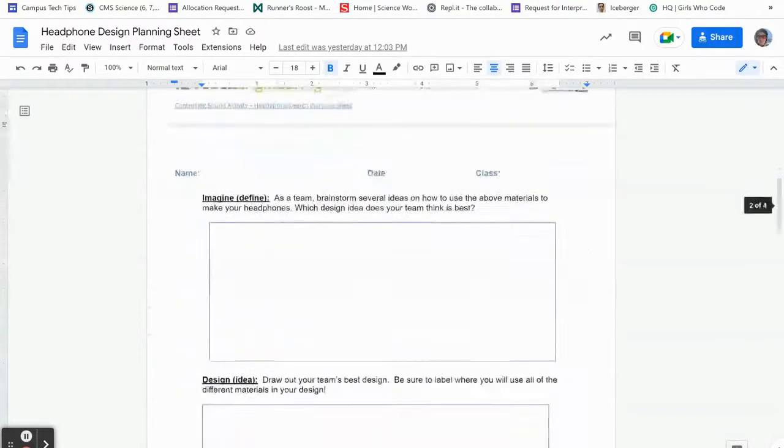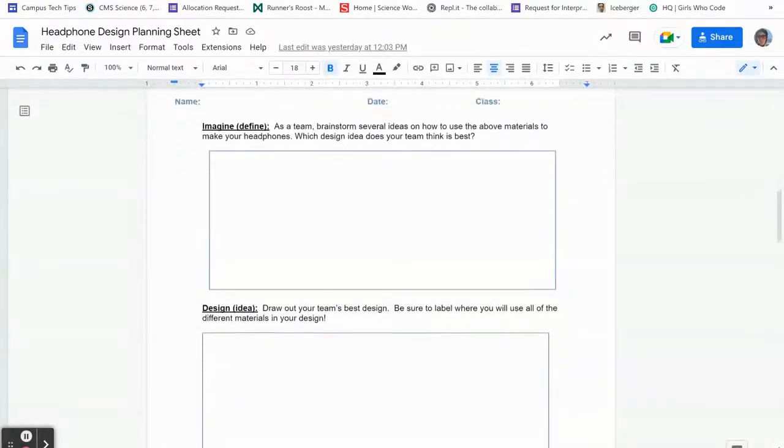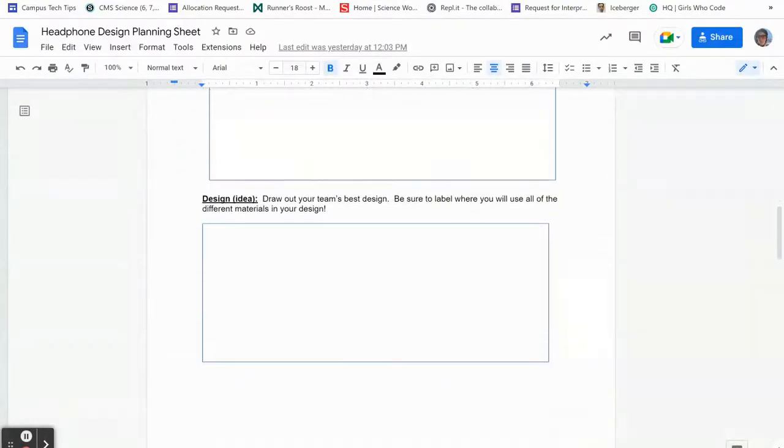Now, you've also gone through and come up with different designs for your headphones. You've created a final design. After you get approval, then it's time to start making purchases for your supplies in order to build your prototype.